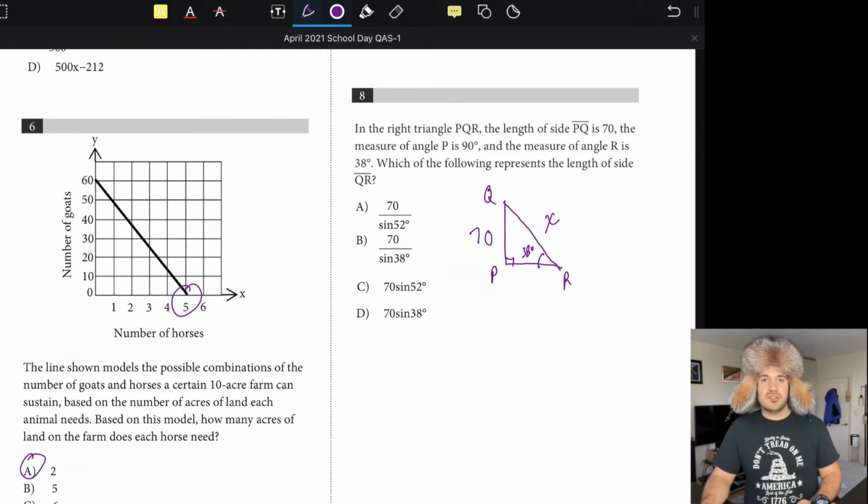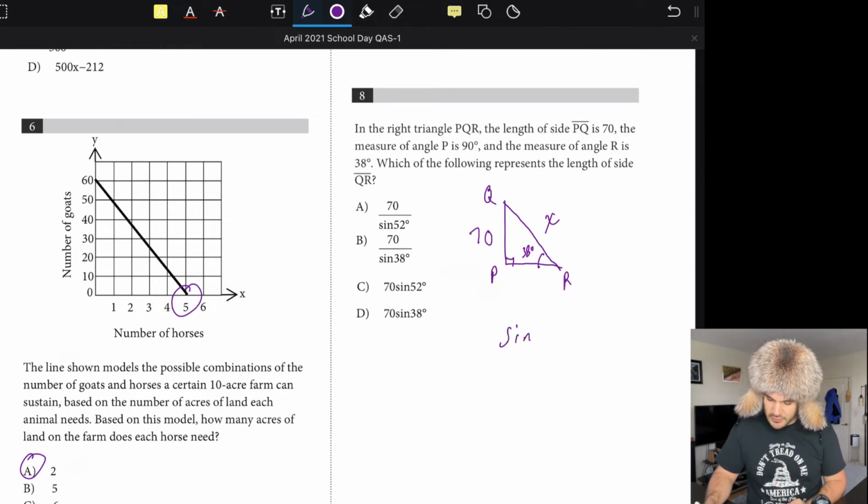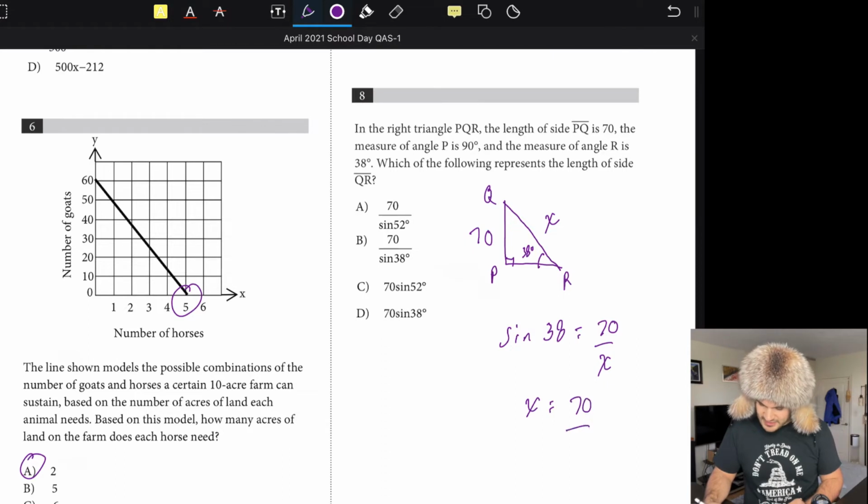So we just need to use a trig identity. Relative to the angle, we've got the opposite side and the hypotenuse. So you're going to use sine, because sine is opposite over hypotenuse. So sine of 38 is going to be equal to 70 over x, which means that x is going to be 70 over sine of 38.